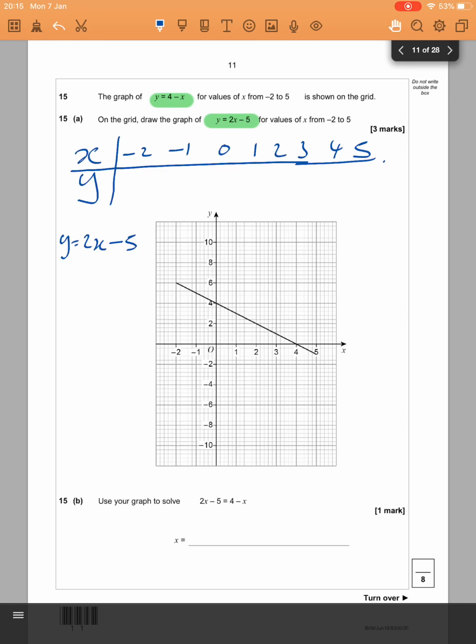So here x is 5. So we would do y equals 2 times 5 because x is 5, take away 5. If we work that out, 2 times 5 is 10, take away 5 gives you 5. For the next one, we've now got x being 4, so y is 2 times 4, take away 5. 2 times 4 is 8, take away 5 gives us an answer of 3.